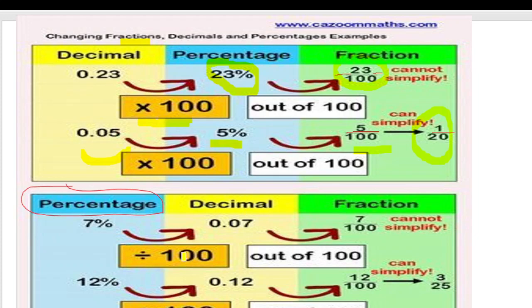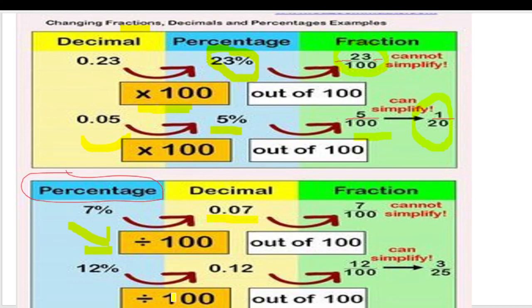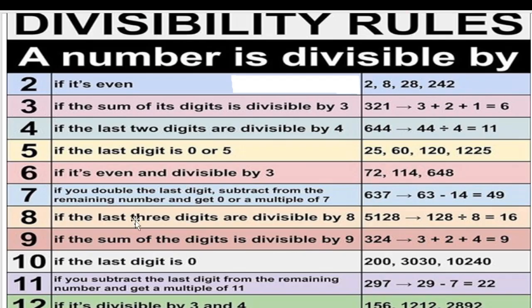Now how to convert percentage into decimal. We will divide it by 100. So 7 divided by 100 is 0.07. In decimal to fraction, 7 by 100. Now 12 divided by 100 is 0.12. Now decimal to fraction, 12 by 100, and we can simplify it, 3 by 25.